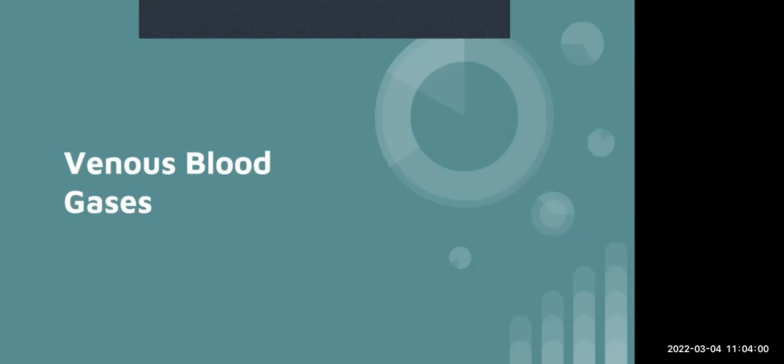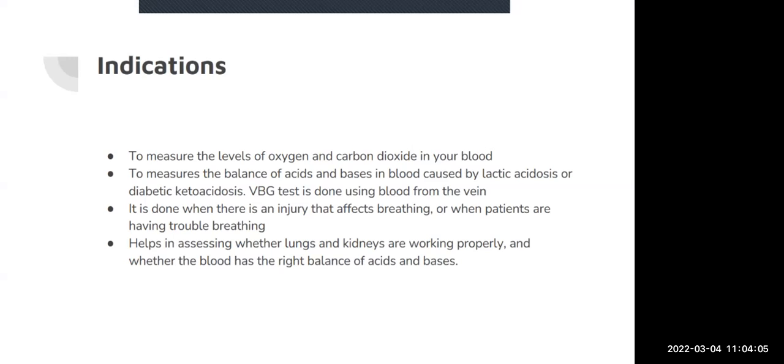Okay, next. Next is VBG. The indication is basically similar to ABG. However, in ABG, we want to measure the systemic carbon dioxide and pH, and usually it is to assess ventilation function. And for VBG, we want to see the systemic pH and carbon dioxide.